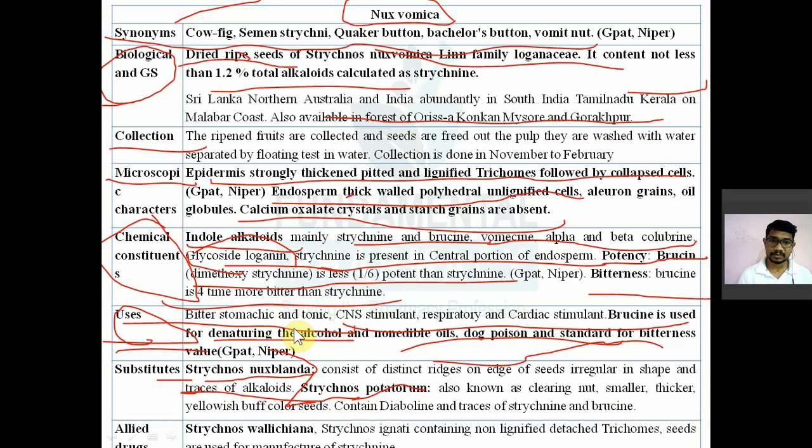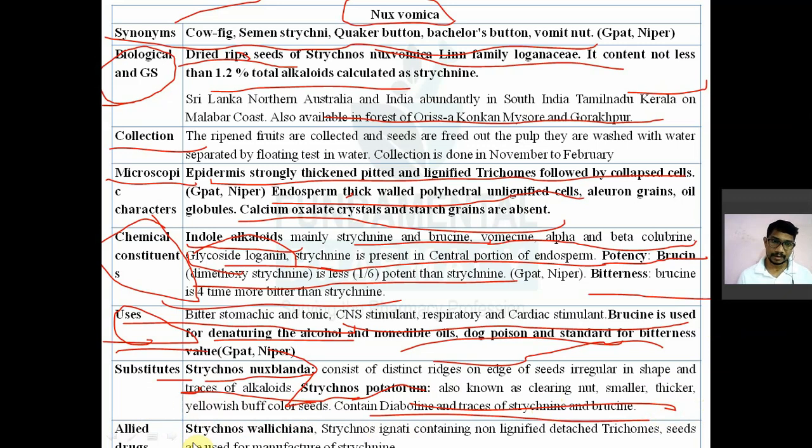Then Strychnos potatorum is also known as clearing nut. It is smaller than the original drug, thicker, yellowish and buff colored. Then it contains diabolin type of alkaloid. Okay, remember diabolin type of alkaloid, diabolin and traces of strychnine and brucine. This means both of these have less strychnine and brucine. That's why they are used for adulteration.